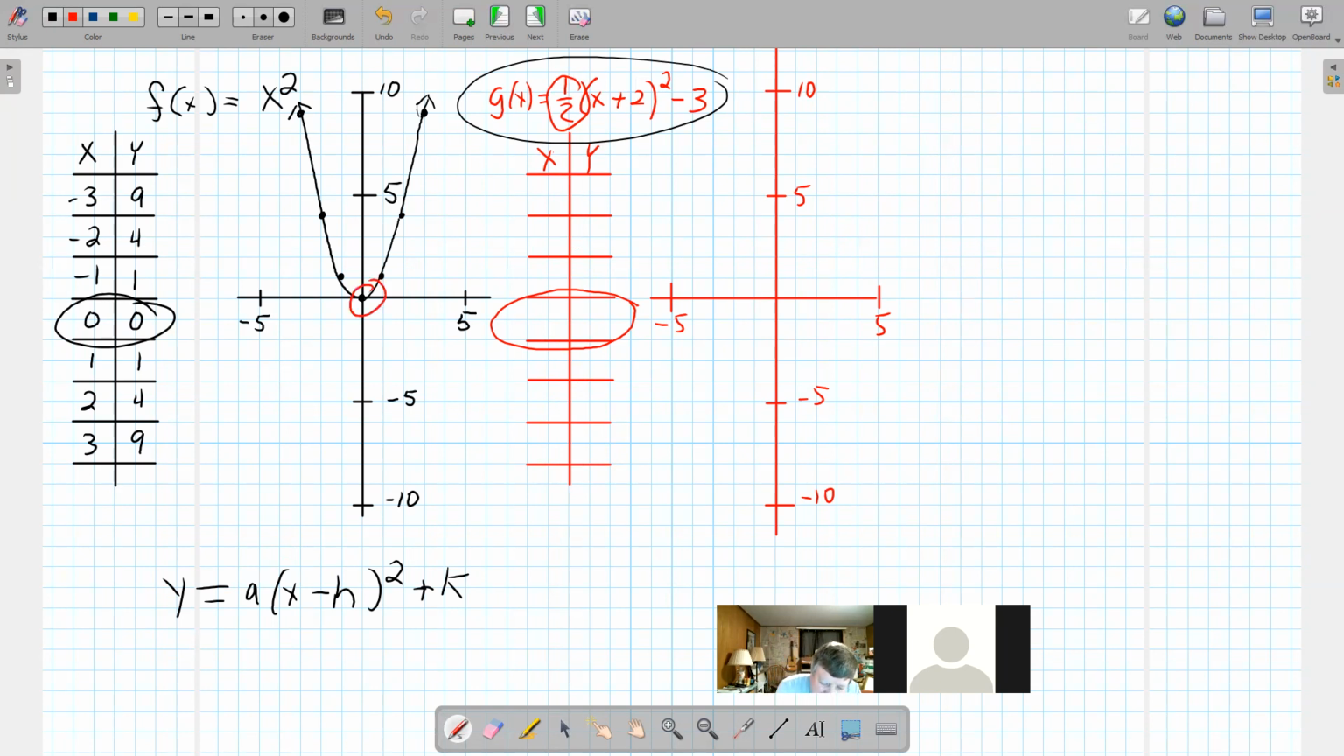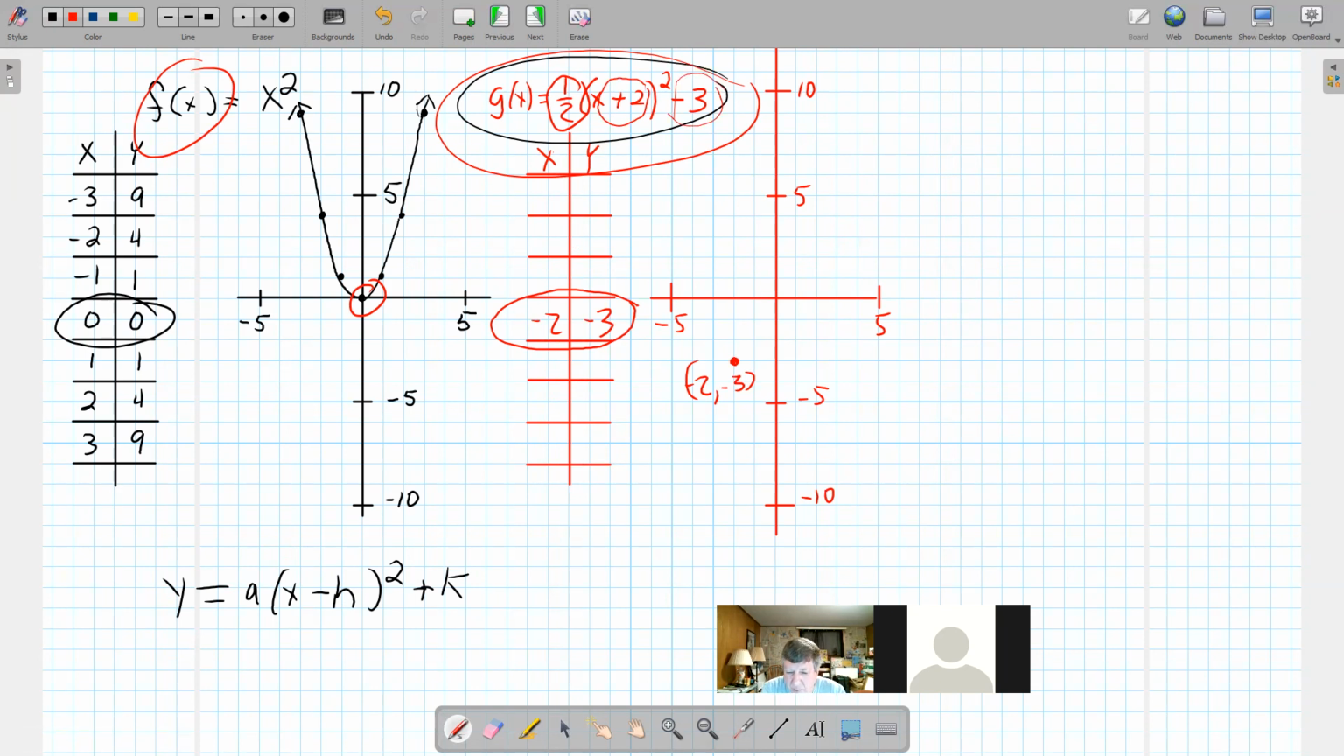What does the -3 outside do? It moves it down 3 units. So what is the vertex from here going to look like? It's going to go to the left 2 and down 3. It's going to be at -2, -3. Okay. So basically, it's the inverse of what's inside and the obvious of what's outside.